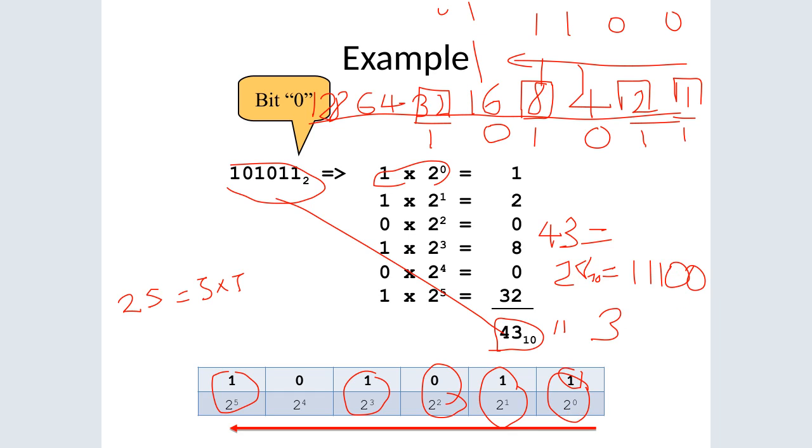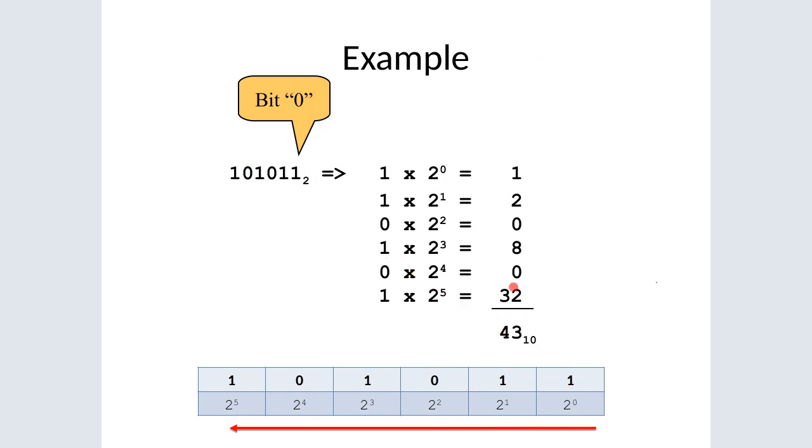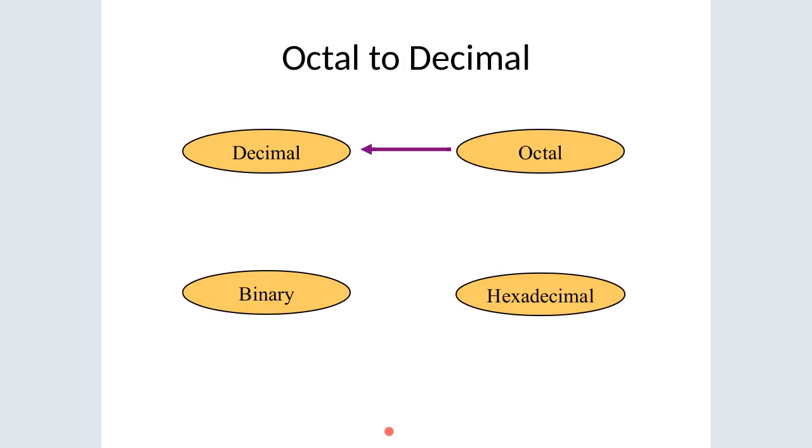This is simply how we convert decimal to binary, and that is how we convert binary to decimal. It is very simple. Then we have seen the way back. Now let's go to the next conversion, which is from octal to decimal. We have seen how we move from binary to decimal and back. Let's see how we can move from octal to decimal.